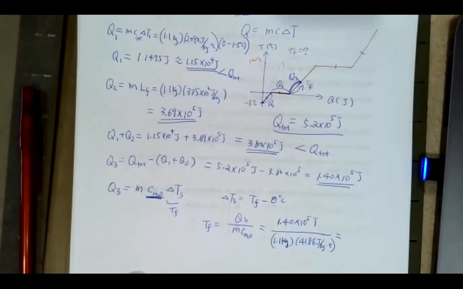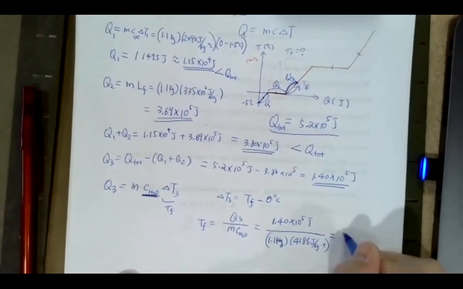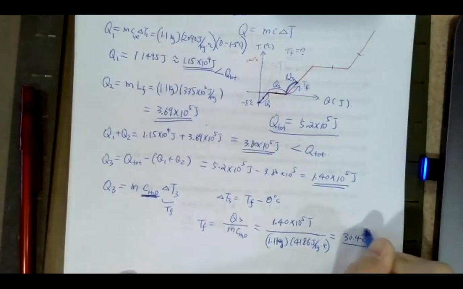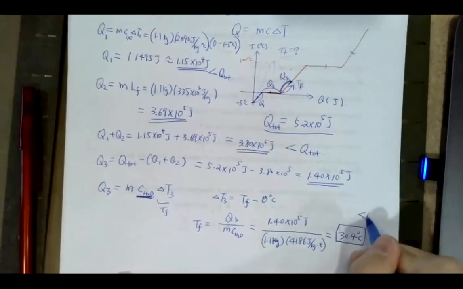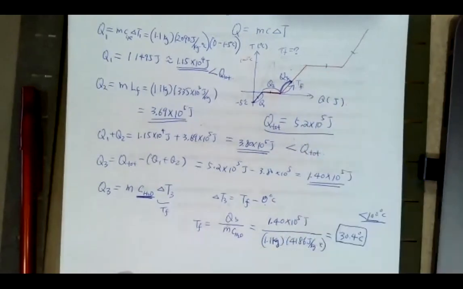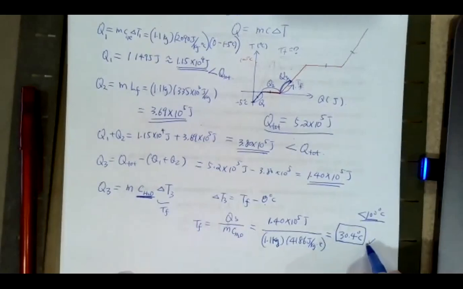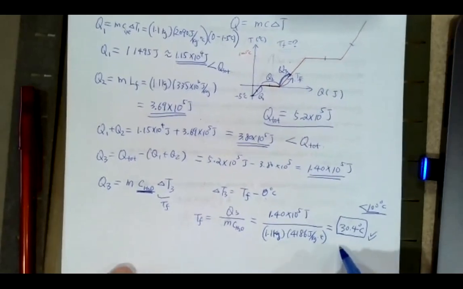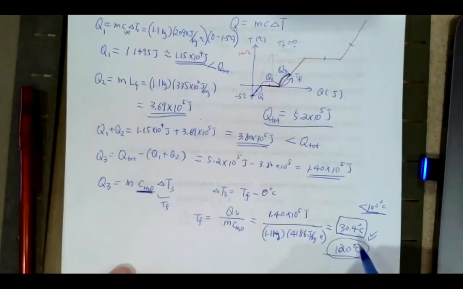So it turns out this is going to be about 30.4 degrees Celsius. All right. This is indeed less than 100 degrees Celsius, right? So my assumption was correct, okay? So then you can keep that as your final answer. Now, it may turn out that this is bigger than 100 degrees, say 120 degrees. That means your assumption was not right, so then this is not the final answer, okay?